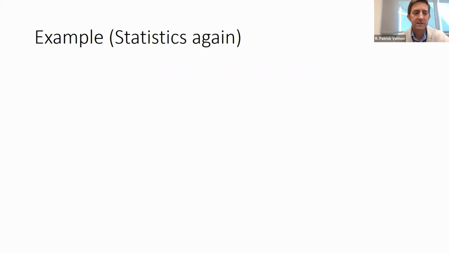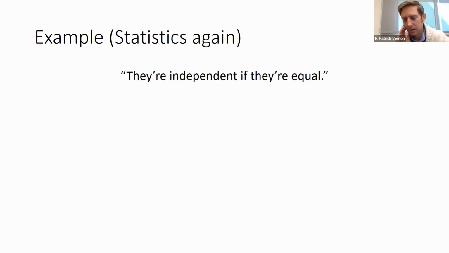Another one from statistics that just happened to me a couple of days ago. And again, this happens pretty much every semester. Somebody will say they're independent if they're equal. They're talking here about events. And what we know is that events are independent. Usually I think of independent events as being kind of unrelated. So one of the events happening does not make the second event more likely or less likely to happen, and kind of keeps everything the same.